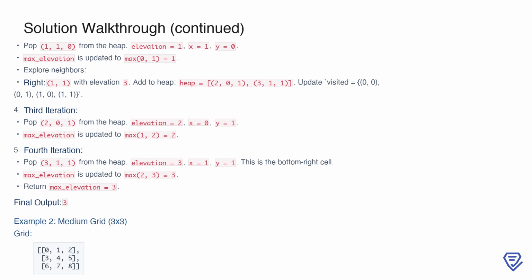In the third iteration, we process the cell (0, 1) with elevation 2, updating max_elevation to 2. Finally, in the fourth iteration, the cell (1, 1) is processed. This is the bottom right cell, and its elevation 3 becomes the final max_elevation. Therefore, the output for this grid is 3.